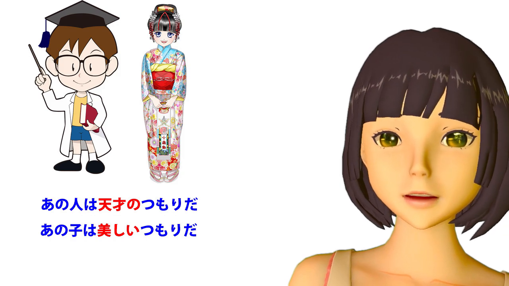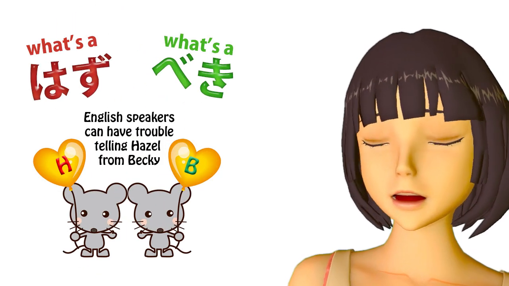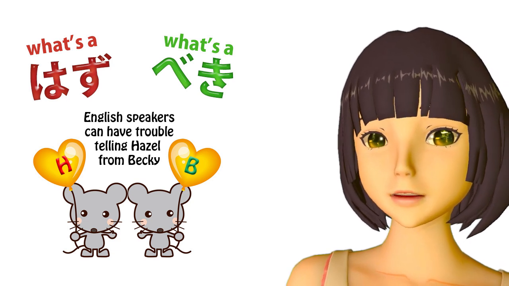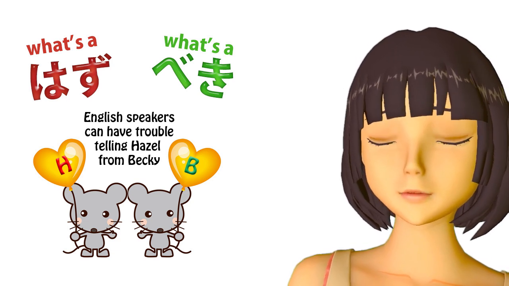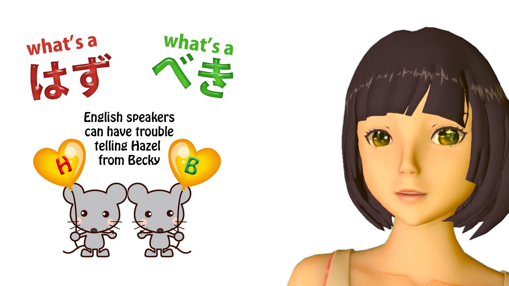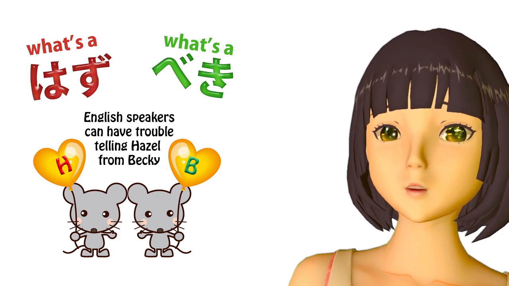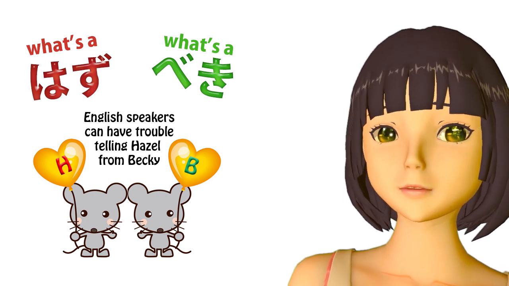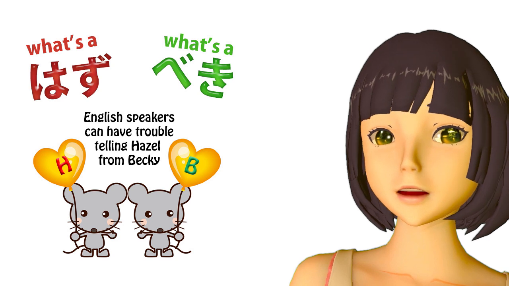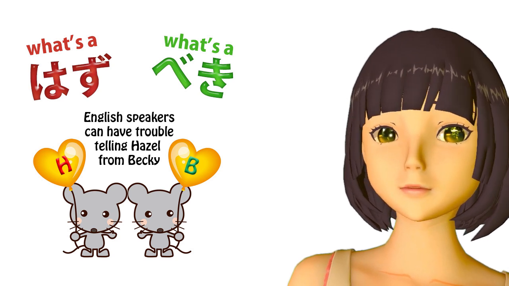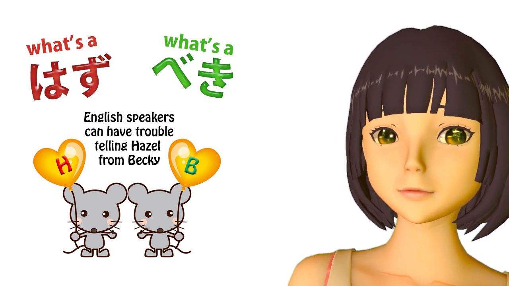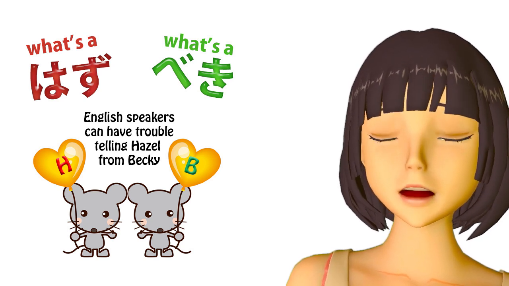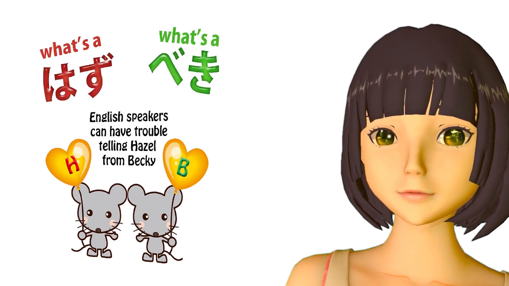Now, the next words are hazu and beki, and the main reason they become confusing is that the translations of both into English are identical. They mean should or ought to. And the reason this is confusing is entirely the fault of English, because English uses the terms should or ought to in two quite different senses. And there's nothing in Japanese, and indeed many other languages, that covers both of those senses.